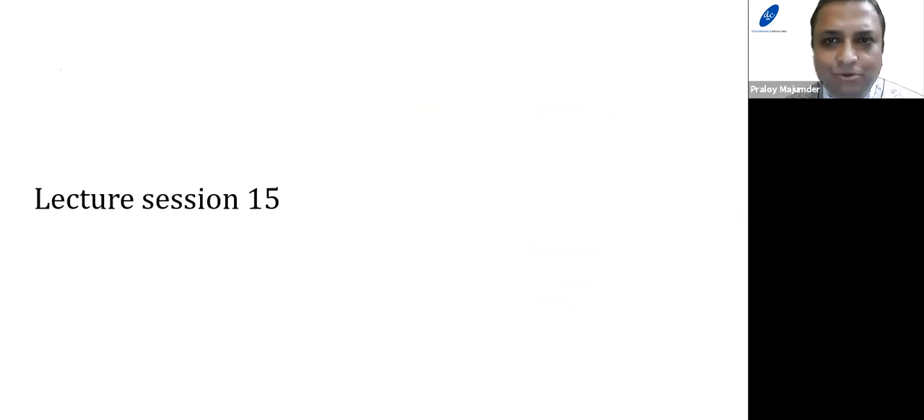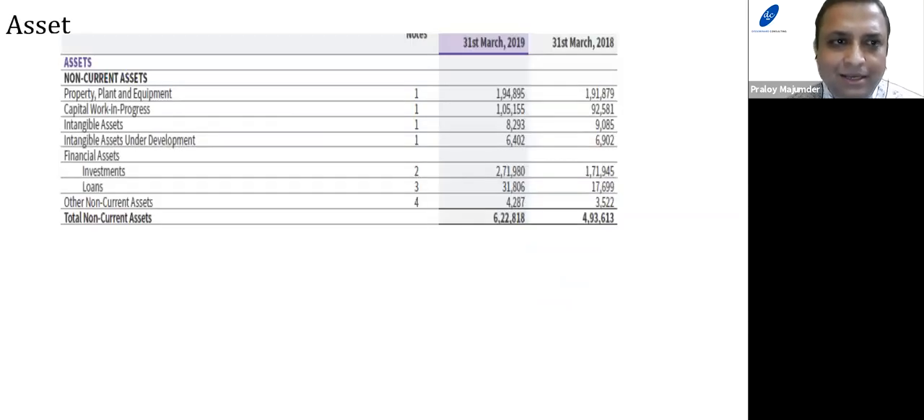In this session, we shall discuss the details of certain items of the asset side and how the assets will look in the published balance sheet of a business entity. Let me take you to this screenshot of Reliance Industries Limited. In Reliance Industries Limited, the assets first appear in two categories.